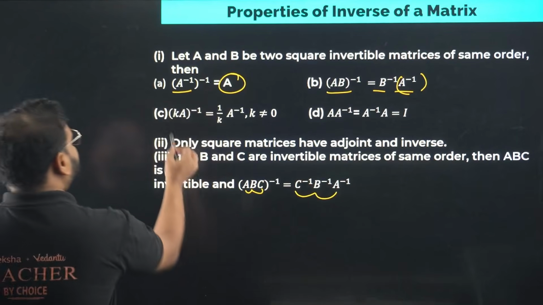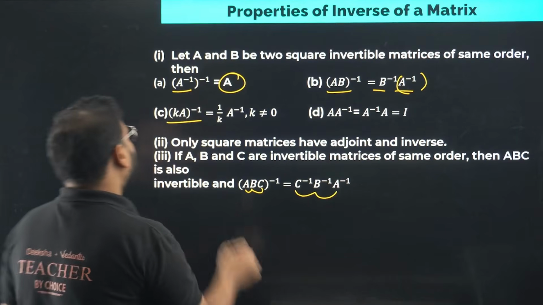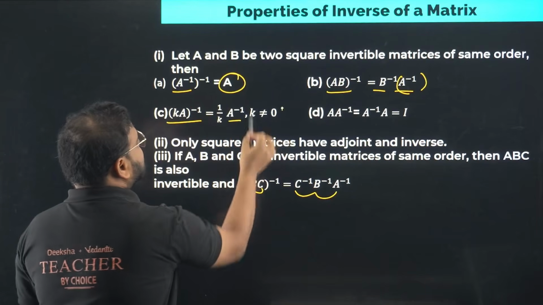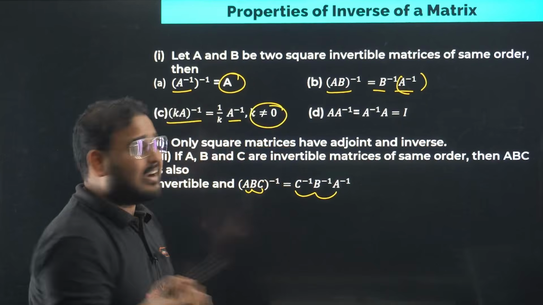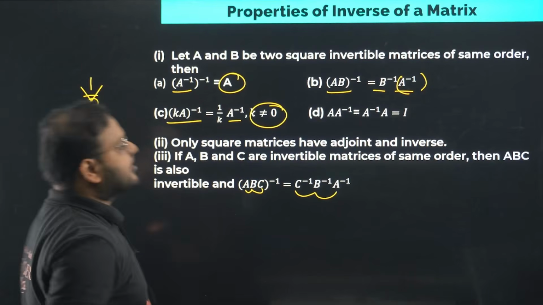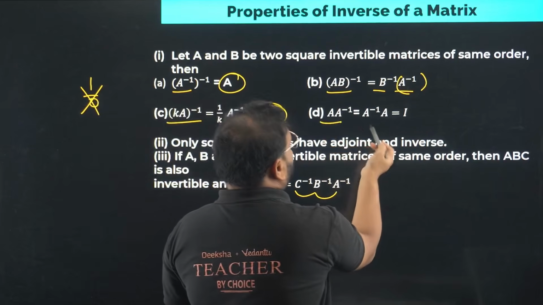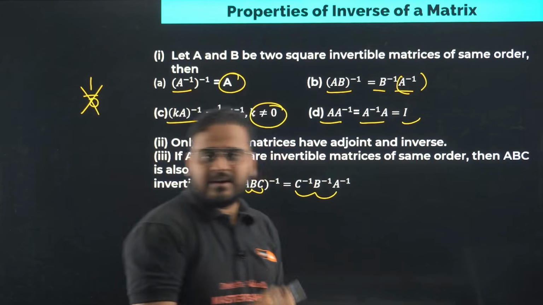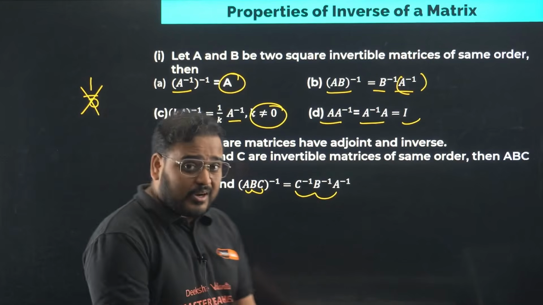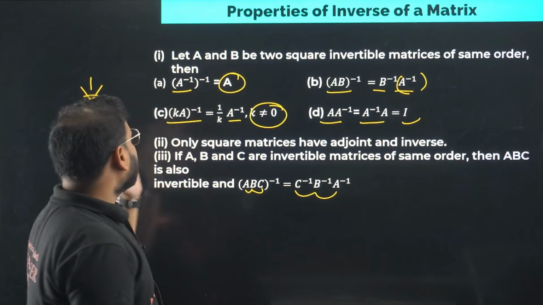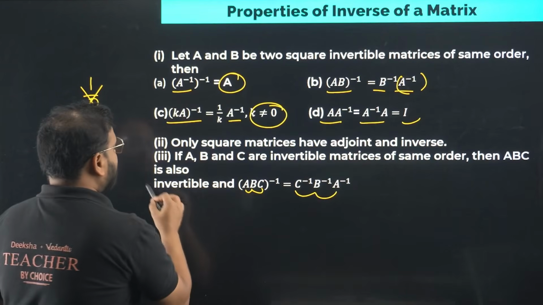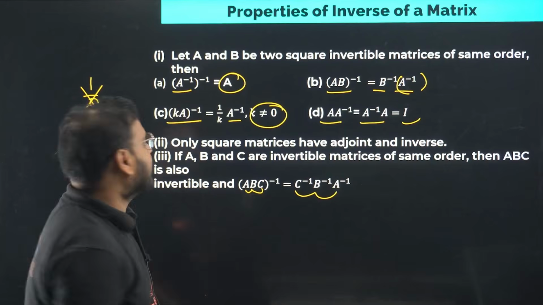Next, K A inverse: it simply becomes 1 by K times A inverse, because K is a constant and its inverse is the reciprocal. K is a non-zero value, because otherwise 1 by 0 will be undefined, so that case is not allowed. Next, A inverse A is equal to I, which I already explained. Only square matrices have adjoint and inverse. If A, B, C are invertible matrices of the same order, then ABC can be written in this form also.